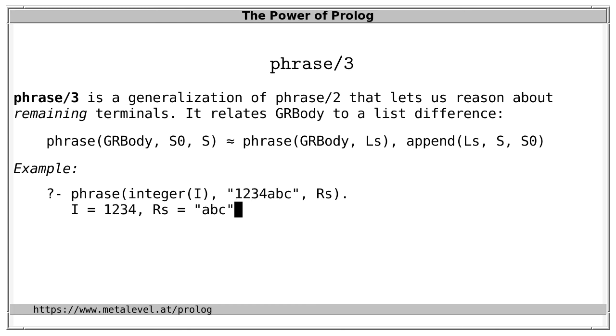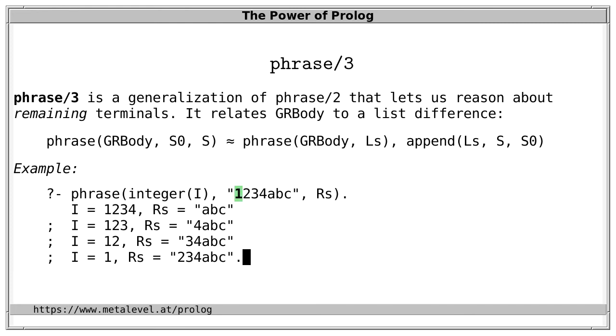And in fact, there are also other solutions. For example, 1, 2, 3 is also an integer, and the remainder is 4ABC. Or this one, 1 and 2 and the remainder. And the last solution, where only 1 is taken as the integer and the rest is the remainder. So in this way, we can see the remaining terminals in a string parsed up to this point. And this can be useful when reasoning about parsers and errors.